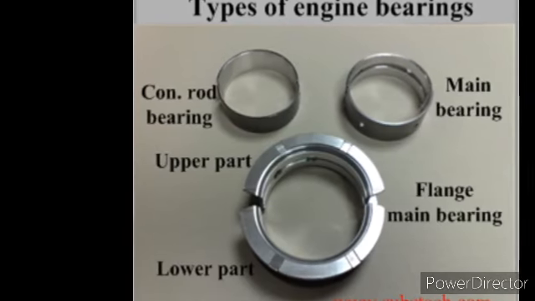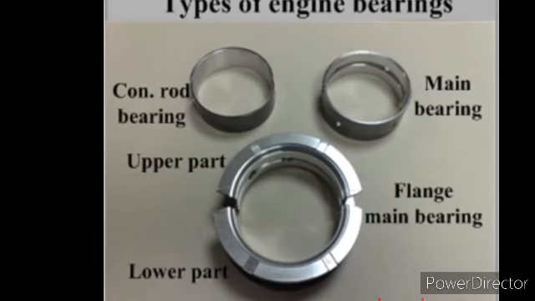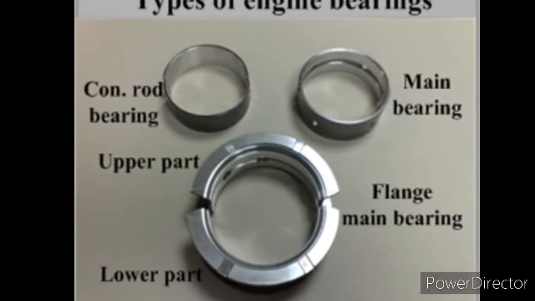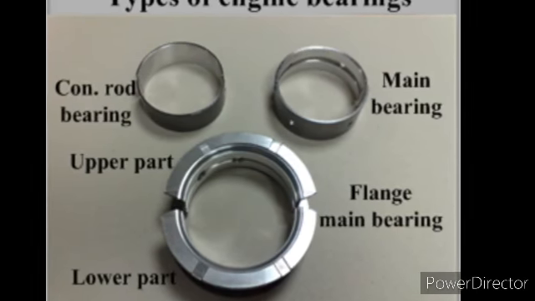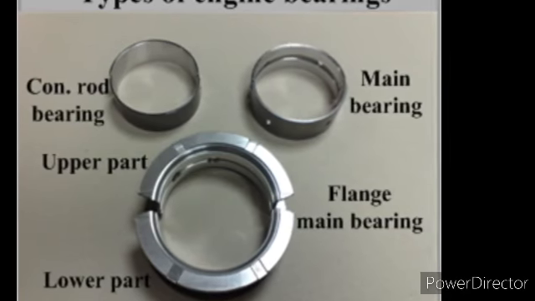Engine bearing. The crankshaft is supported by bearings. Everywhere there is a rotary action in the engine, bearings are used to support the moving parts. Its purpose is to reduce the friction and allow parts to move freely.